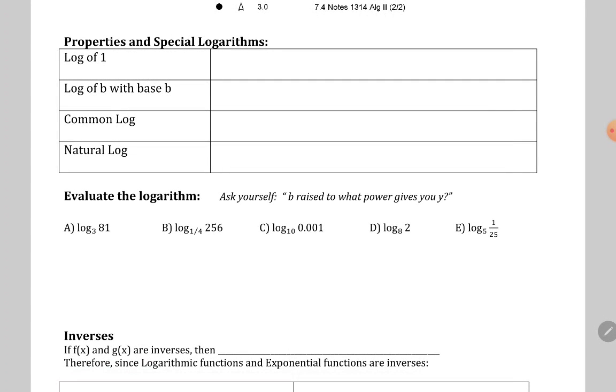Properties and special logarithms. So the log of 1 is always 0. And we'll show you why. Log base b, with any base, of 1 equals 0, because if we write it in exponential form, b to the what power equals 1? Well, that's b to the 0.